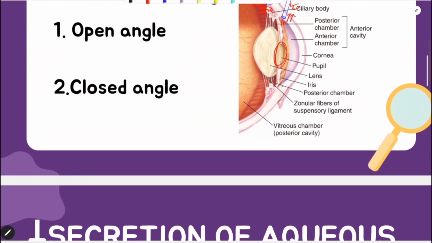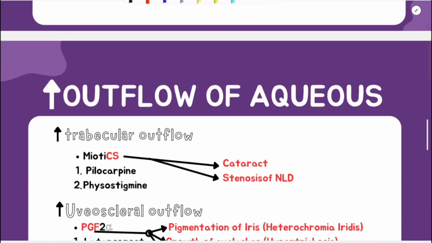So that's all about the anti-glaucoma drugs.